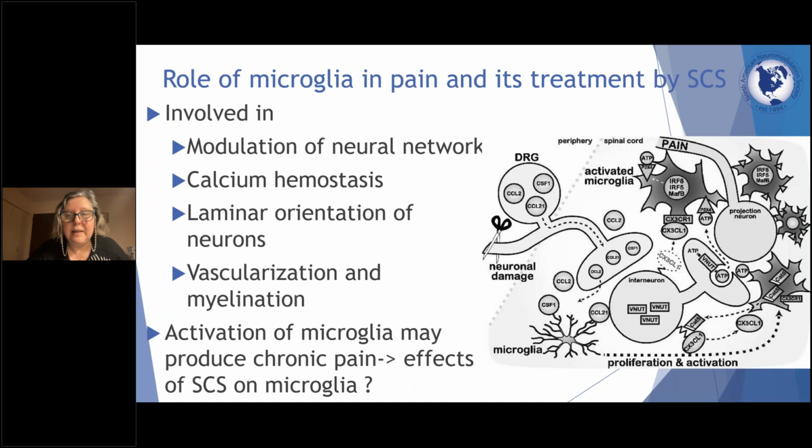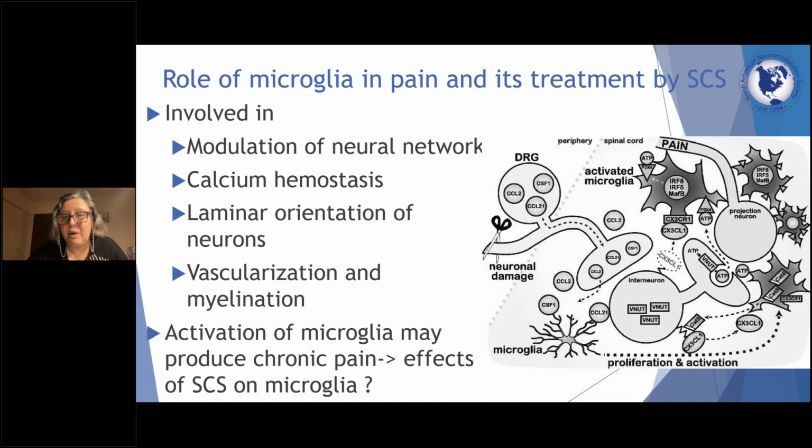Moving on to the next target, which is microglia. We heard a little bit about their role in the spinal cord. They're everywhere. As Dr. Berkey said, they're very numerous. 70% of the cells in the CNS are basically microglia. They're involved in modulation of neural networks and calcium homeostasis. They orient the neurons, the laminar orientation of those, and they're also involved in vascularization and myelination. Activation of microglia is known to produce chronic pain.